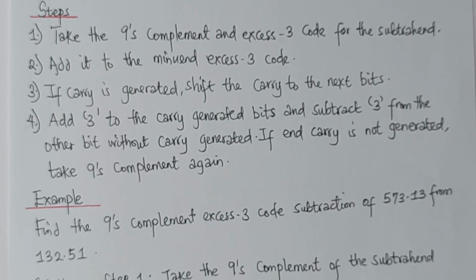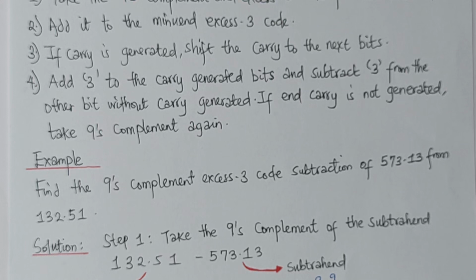Now, we are going to proceed with step 1, which requires us to find the 9's complement of the subtrahend. First, it's good to identify the minuend and the subtrahend, like I usually say in all of my videos, because that is very, very important. So we can see that 132.51 becomes the minuend, whereas 573.13 is the subtrahend. You can see that we are dealing with the subtraction of a large number from a small number.